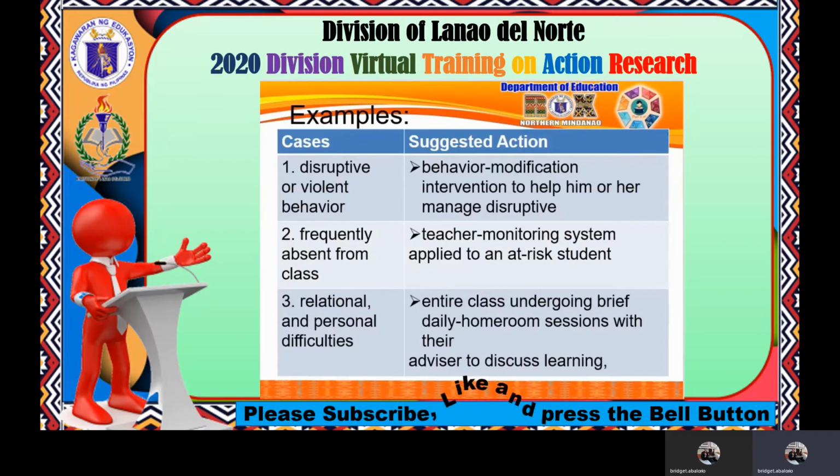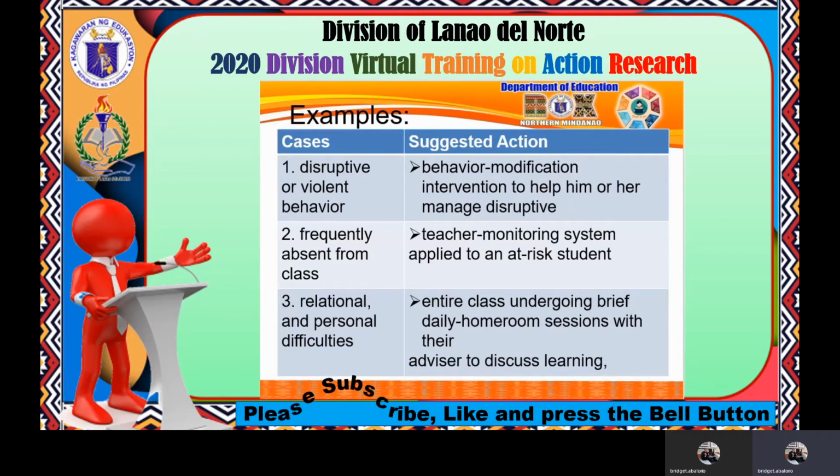For example, we have an example of the cases that we are going to treat inside of the classroom. An example of a case is disruptive or violent behavior. So we have the suggested action to be taken by a teacher: a behavioral modification intervention to help him or her manage disruptive behavior.